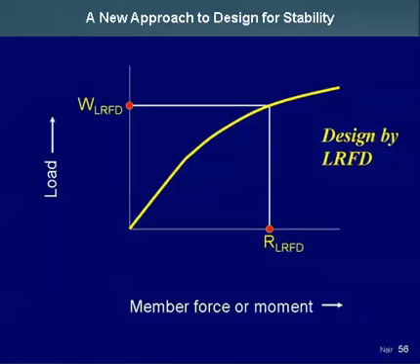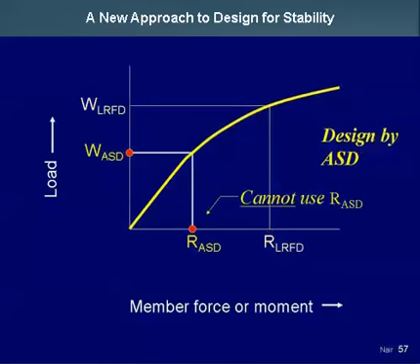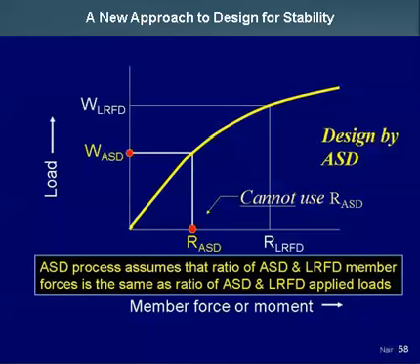For LRFD, it really has no implication because you apply your LRFD load combination, you find your resulting forces and moments, and you design for that. No problem. But with ASD, we do have a problem. You cannot apply your ASD load combination, find the resulting forces and moments, and then use that for design. You can't, and let me tell you why. The ASD process assumes that the ratio of ASD and LRFD member forces and moments is the same as the ratio of loads. And that is true for other types of structures, but not where stability is the issue.